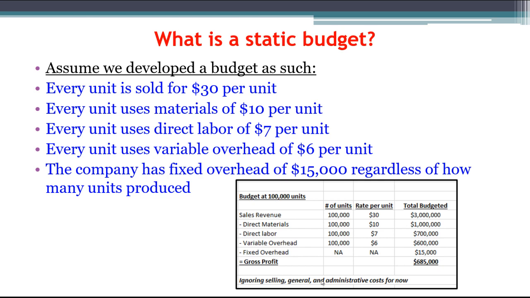Now, for simplicity, we're just going to focus on the actual production costs and end at gross profit instead of bringing in selling, general, and administrative costs, although the same concept applies for selling and administrative costs. We'll just leave them out for now.